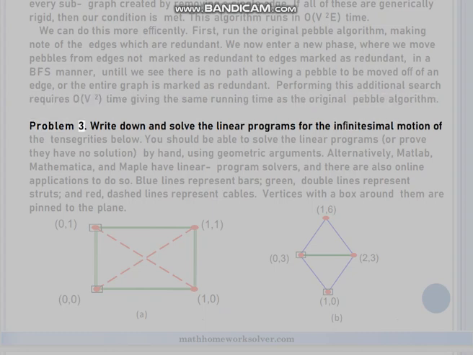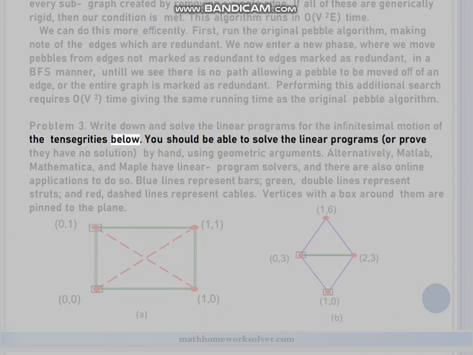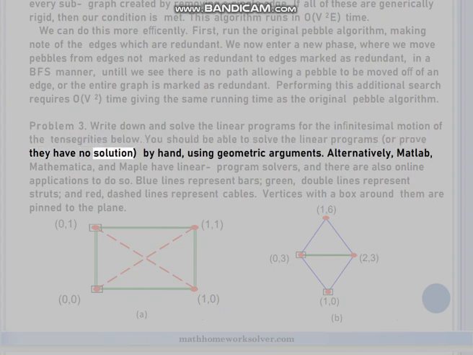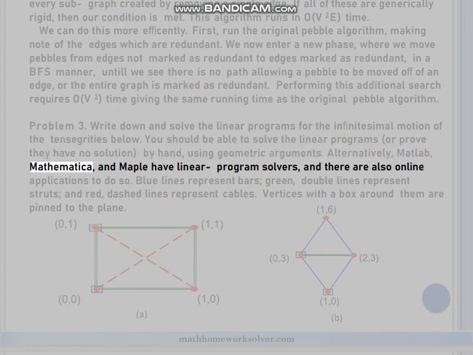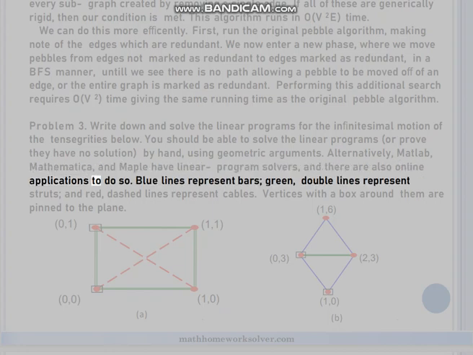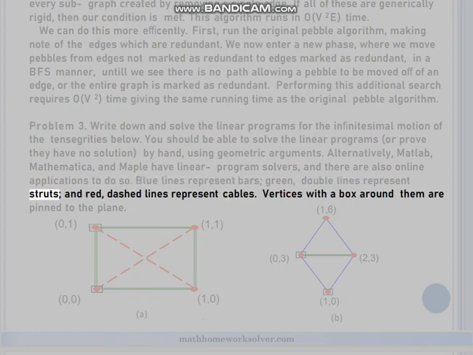Problem 3. Write down and solve the linear programs for the infinitesimal motion of the tensegrities below. You should be able to solve the linear programs, or prove they have no solution, by hand, using geometric arguments. Alternatively, MATLAB, Mathematica, and Maple have linear program solvers, and there are also online applications to do so. Blue lines represent bars, green, double lines represent struts, and red, dashed lines represent cables. Vertices with a box around them are pinned to the plane.